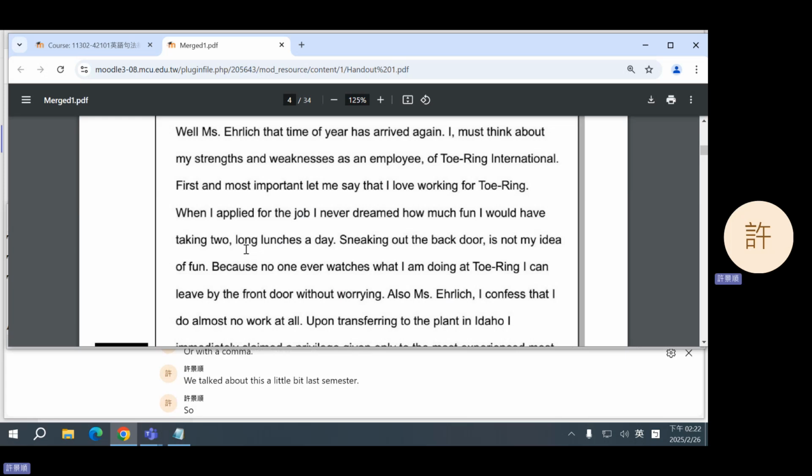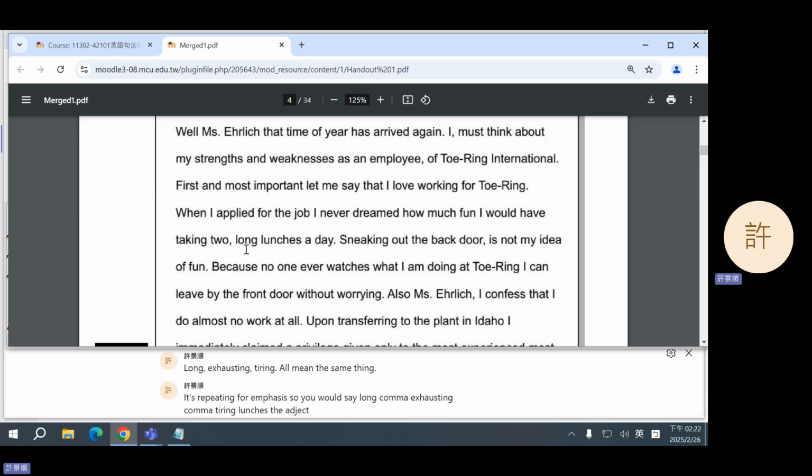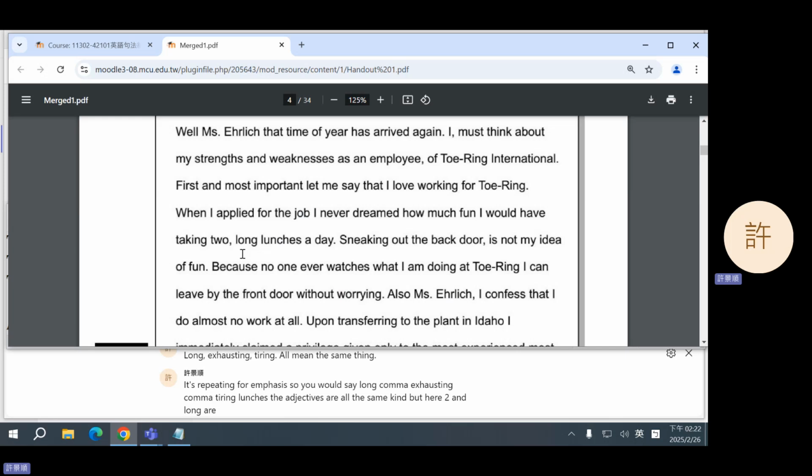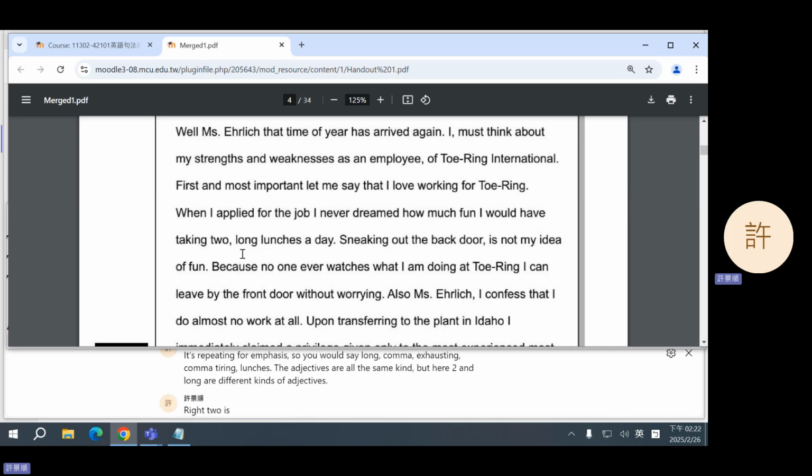So for example, if the sentence said, taking long, exhausting, tiring lunches. Long, exhausting, tiring all mean the same thing. It's repeating for emphasis. So you would say long, comma, exhausting, comma, tiring lunches. The adjectives are all the same kind. But here, 2 and long are different kinds of adjectives, right? 2 is a number, long is a time. So you don't need a comma. Next one. You don't need this comma.